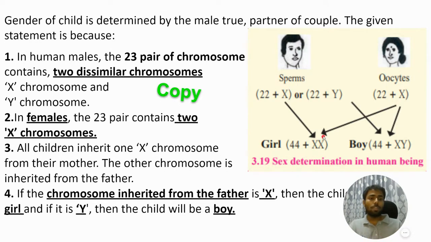It is going to determine your sex, your gender. If the last two chromosomes, the 45th and 46th, are both X, then it is a girl. And if one is X and one is Y, then it is a boy. You should know that beforehand, as we already studied it in 9th standard. So, the gender of a child is determined by the male partner. This statement is true.